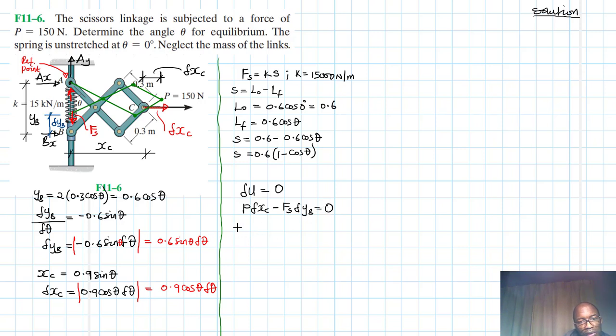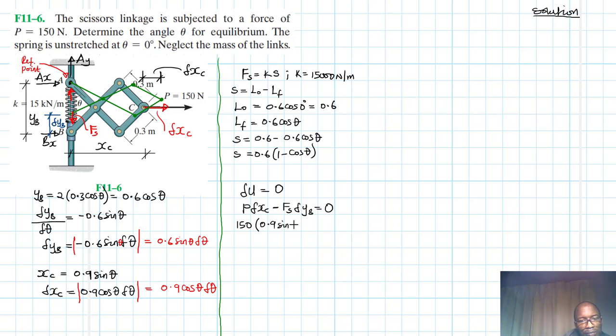So let's replace this. We have a P of 150 newtons times del xc, or del xc we just found it at 0.9, right?